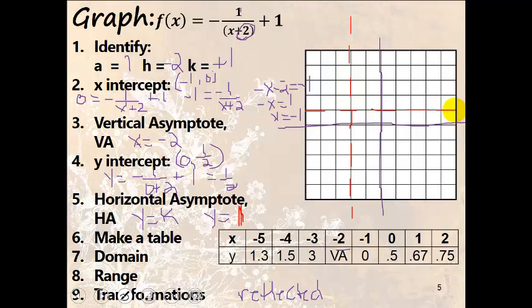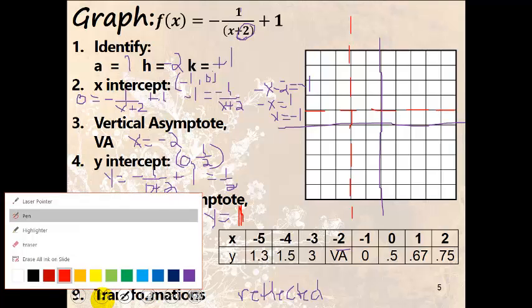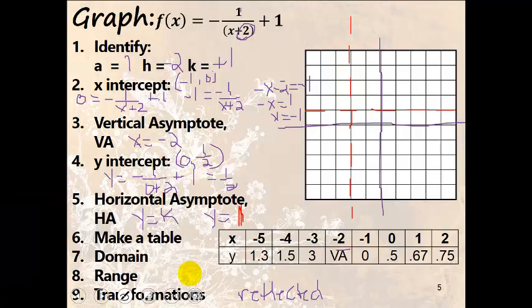And then I'm going to plot these points. I'm going to do that in purple here. So at negative 5, I'm at 1.3. So I'm just a smidge above my horizontal asymptote. At negative 4, I'm at 1.5. At negative 3, I'm at positive 3. And then I'm at a vertical asymptote, so we're going to go like this. That's the left branch.